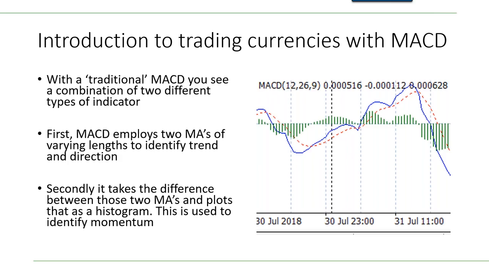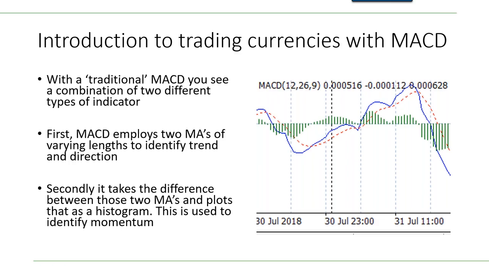So I'm going to give you the basis of traditional MACD, because I appreciate some of you will have had experience of that. Some of you may have a particular version of it that you can utilize in MetaTrader, but it all will become clear as we go through the slides. So with a traditional MACD, you see a combination of two different types of indicator. And you can see there on the right hand of the chart what a traditional MACD indicator would look like on your chart.